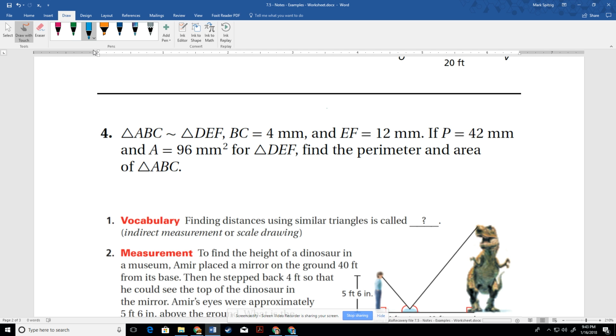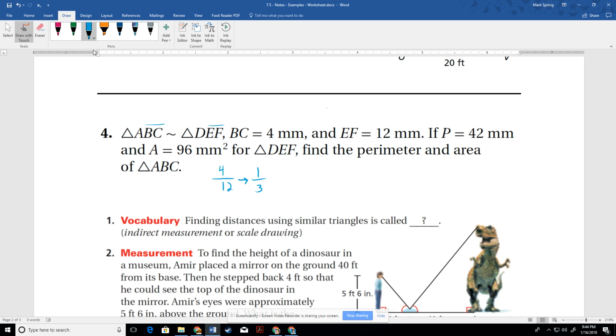Okay, so we know BC is 4, EF is 12. So BC and EF are the corresponding sides. We can tell that by the similarity statement. So again, I can make a ratio of their sides. So I could say the ratio from this triangle to this triangle will be 4 to 12, right? Or in other words, 1/3 if I reduce that. So 1/3 is my similarity ratio.